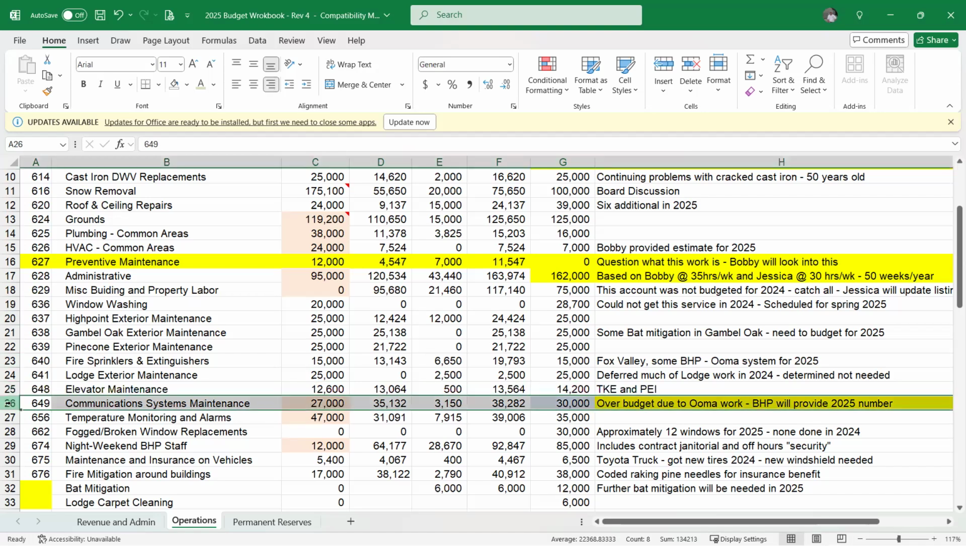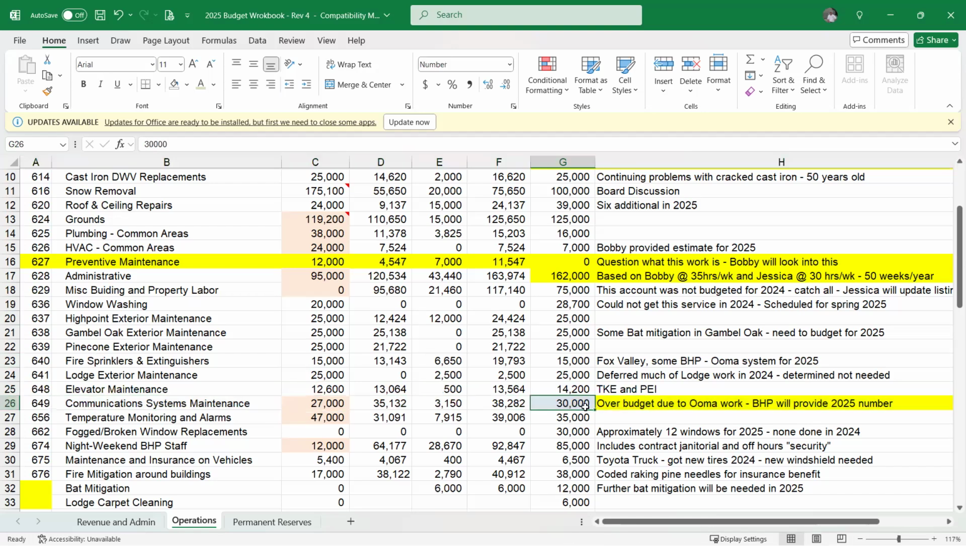Communication systems maintenance. I talked to Bobby about this. He said the 30,000 number was good. You still good with that, Bobby? Yeah.